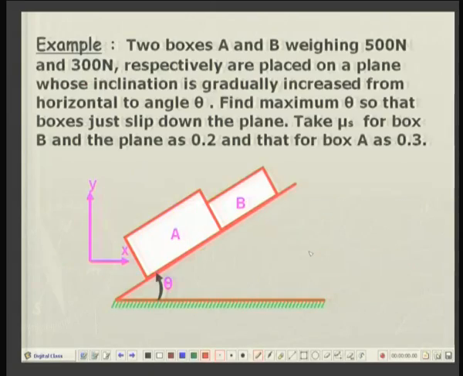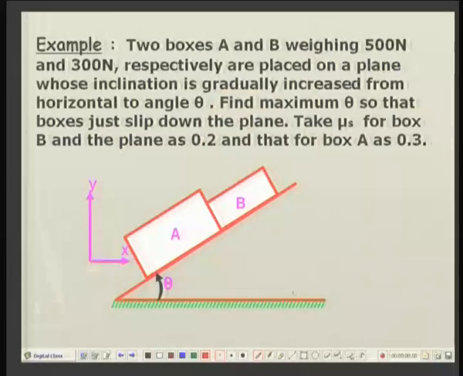Let us see, we want both the boxes to slip down. It cannot be that only one box slips. Suppose we imagine that box A slips down, but box B does not slip down. As soon as box A slips down, B will also slip down, because the contact force between A and B is removed when they are no longer in contact with each other.